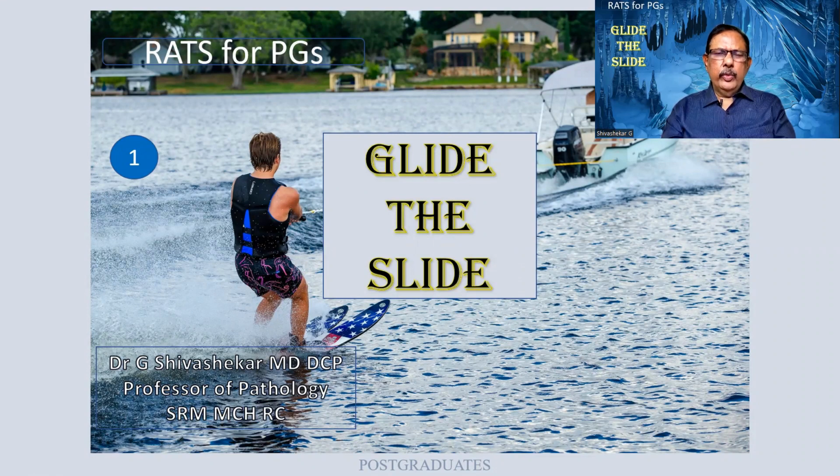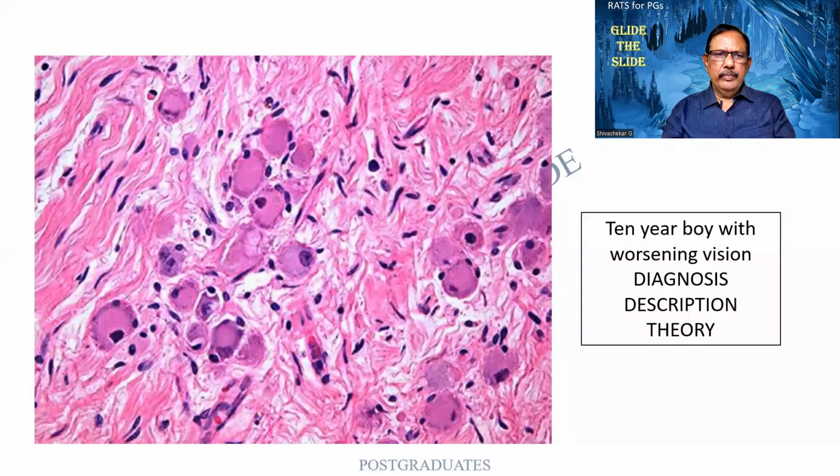I hope you had made some amount of homework and a diagnosis. The history that has been given is a 10-year-old boy with worsening vision. What is your diagnosis, your description, and a little bit of theory of it? As I told you, the slide should take us to the book.